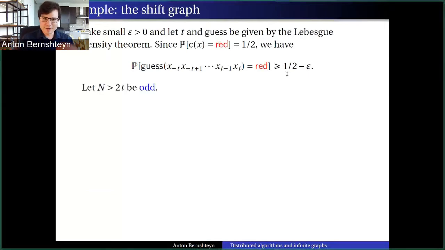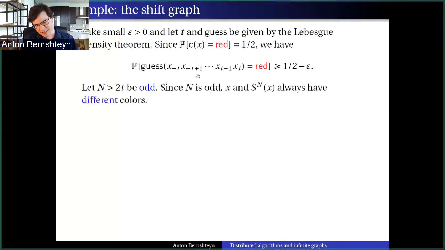Okay, and now we're going to be clever. Take a really large odd number n. Really large means bigger than 2t. Why do I want it to be odd? Since it's odd, if I pick any vertex x and shift it n times, the distance between x and this vertex, shift n of x, in the graph is n, which is odd, which means that these vertices have to have different colors because the colors alternate along the path. So that's how I'm using that the number is odd.